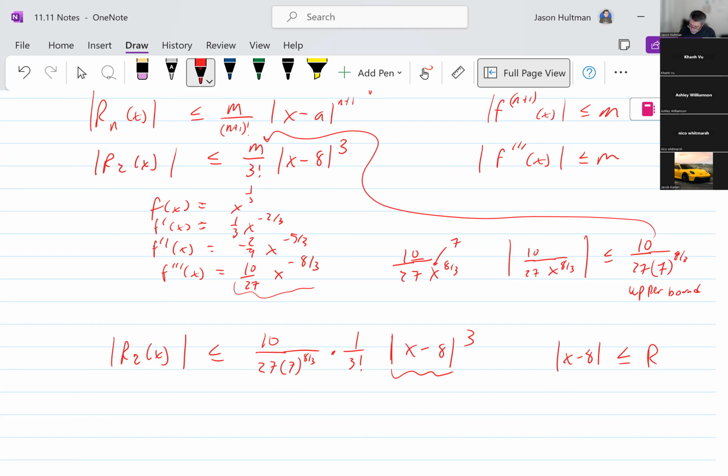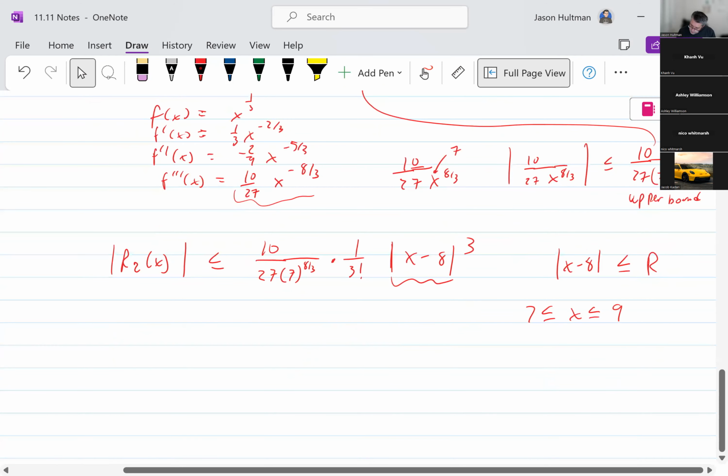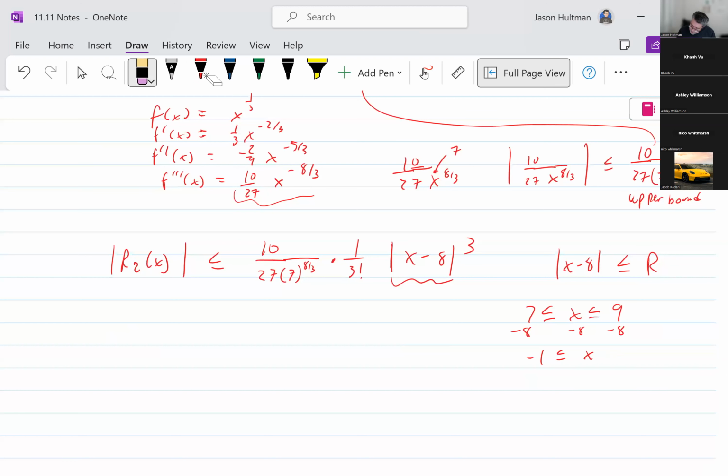Now, how do I get that? Well, if I take 7 is less than or equal to x, which is less than or equal to 9, and I subtract 8 from everything, then I get -1 is less than or equal to x minus 8, which is less than or equal to 1. And we can rewrite this as the absolute value of x minus 8 is less than or equal to 1, where our radius of convergence is 1. That's our radius of convergence.